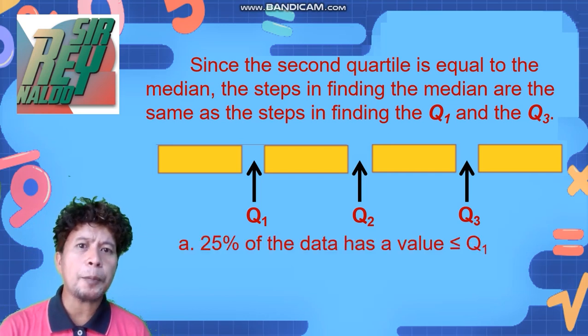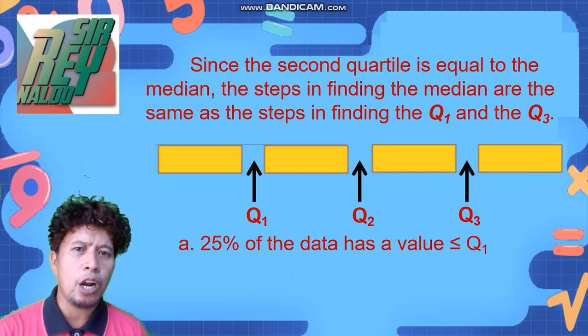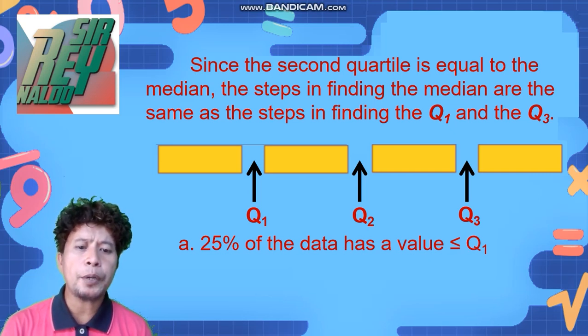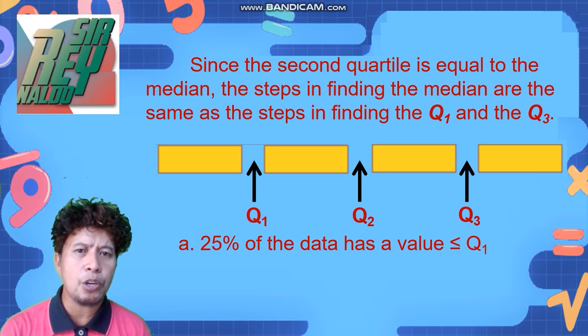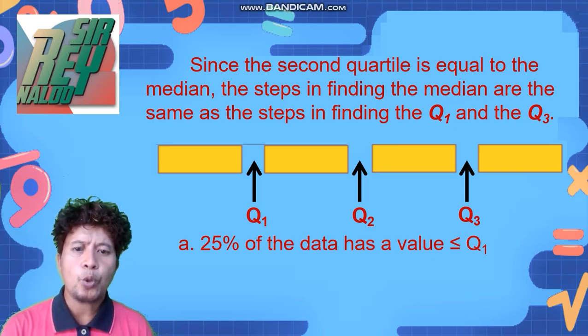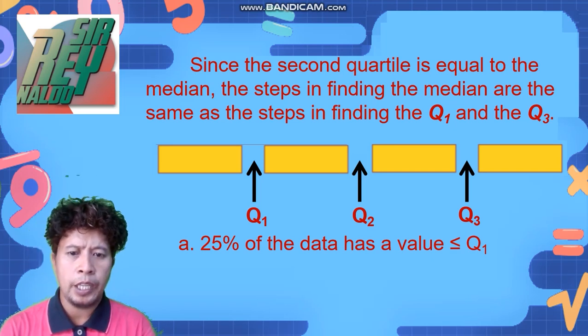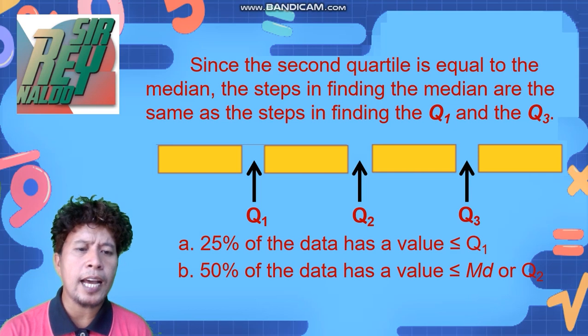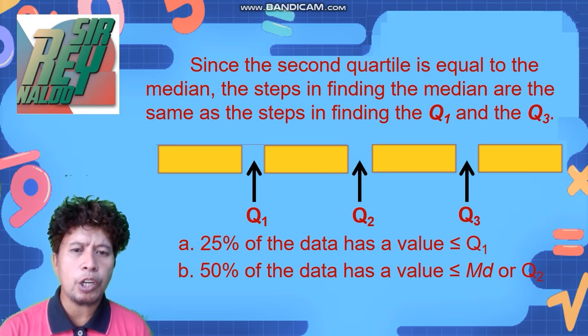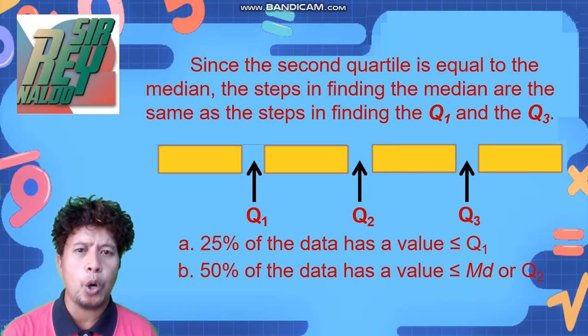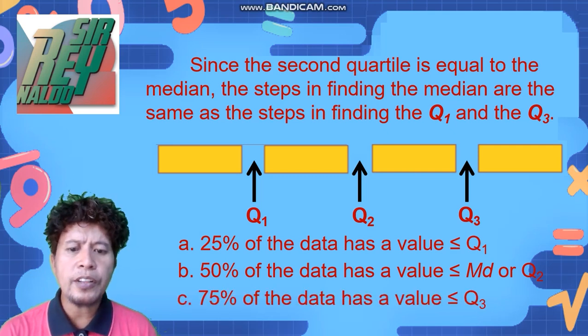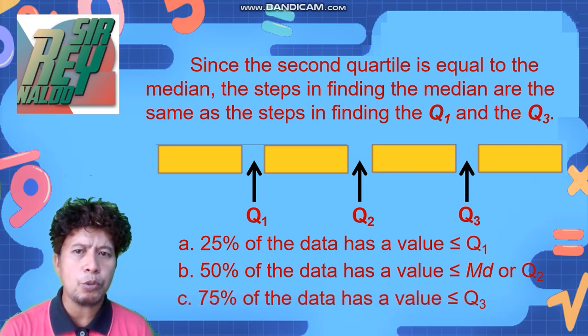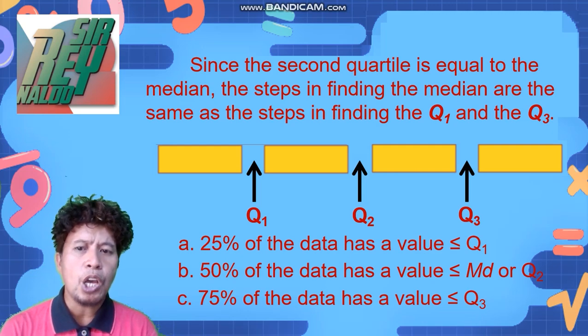Okay, so let's interpret as given in our objective a while back. 25% of the data has a value less than or equal to Q1. So kung mapapansin natin, yung Q1 natin, yung nasa left, we have 25%. Then, 50% of the data has a value less than or equal to the median or the Q2. Then 75% of the data has a value less than or equal to Q3. Yun na yung pangatlong quartile na.